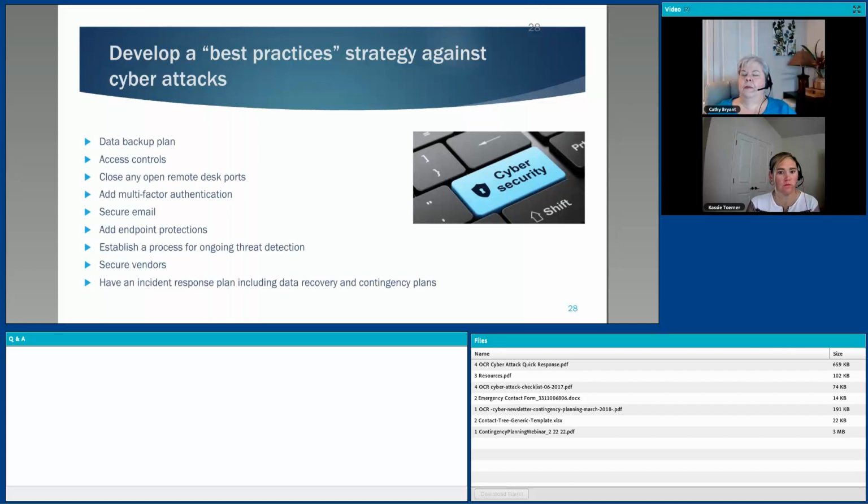I would just remind you of some basic cybersecurity best practices. That always starts with having your data backed up and available to you without going through your existing network. You need to have access controls, close any open remote desktop ports or RDPs, and add multi-factor authentication on anything that you possibly can. Secure your email, add endpoint protection, establish a process for ongoing threat detection, make sure your vendors are operating securely if they have your data or access your data, and have that all-important incident response plan or data recovery and contingency plan.